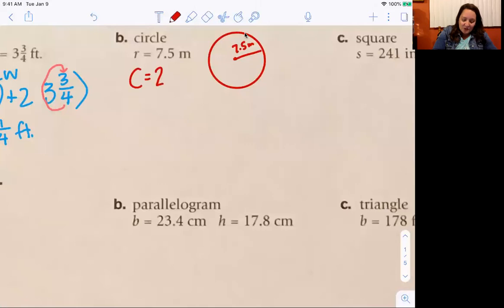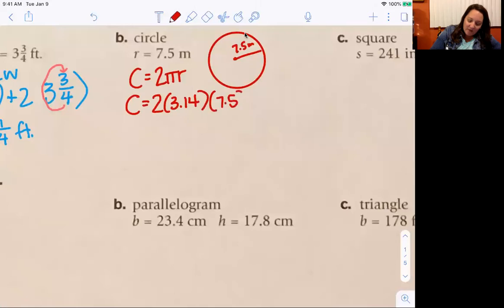Circumference equals 2 pi r. Now, I could use pi d, but I don't have d. I don't have diameter. I have radius. So I'm going to use 2 pi r. Circumference equals 2 times 3.14 times 7.5.